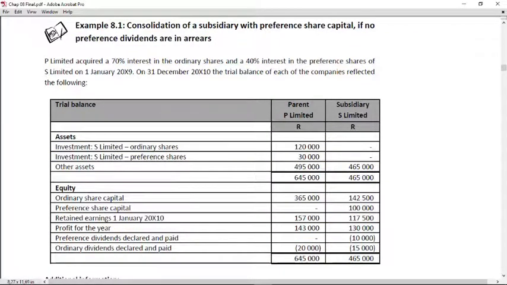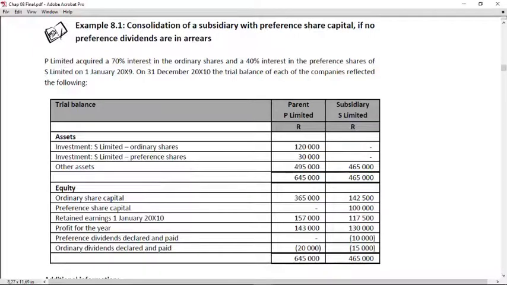Before we look at the additional information, something that's important to remember is that when you look at the trial balances of the parent and the subsidiary, you have to make sure that all the transactions that the parent and the subsidiary entered into have been correctly accounted for in their separate financial statements before we can consolidate.